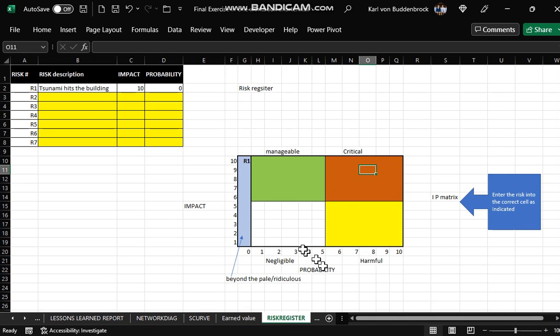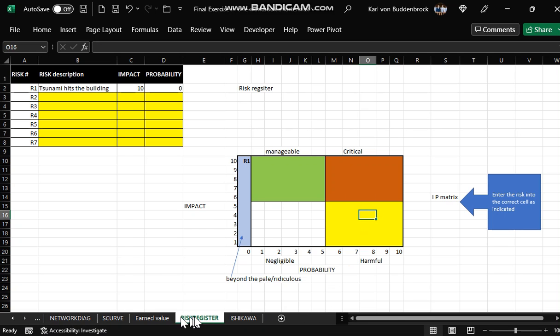Risk register is very straightforward. You list another 6 risks for this project. You give it an impact rating and a probability rating. You do a cross-reference here, and then you add in your risk 1 and your risk 2, wherever they fit, etc. And that's all you need to do.